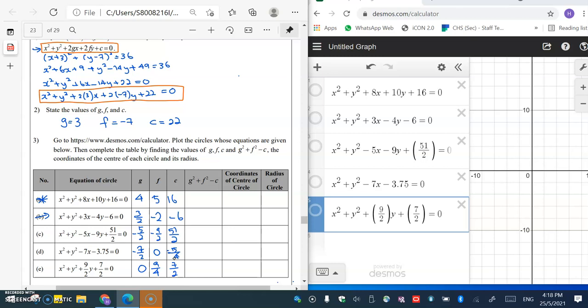Now with the table of values, let me calculate g² + f² − c. Pause your video and you can use your calculator to find the values for A to E.